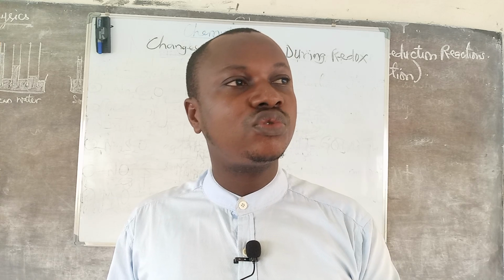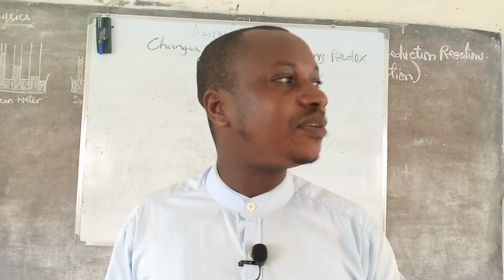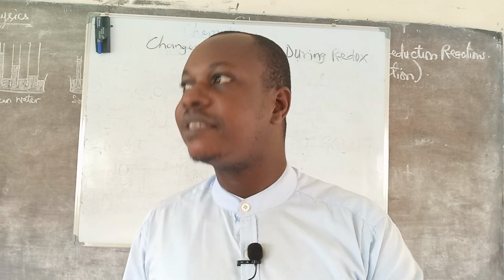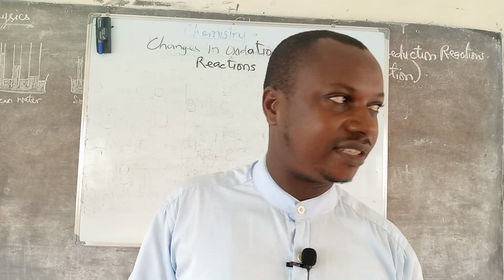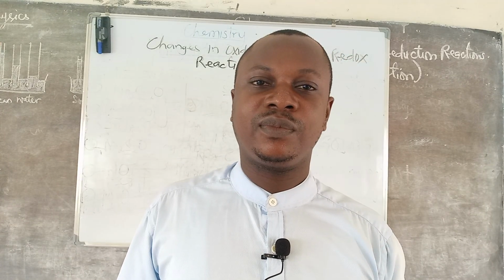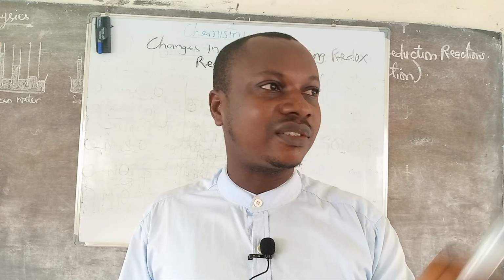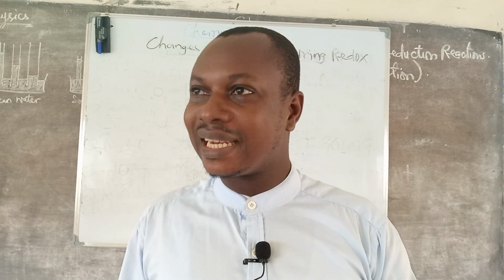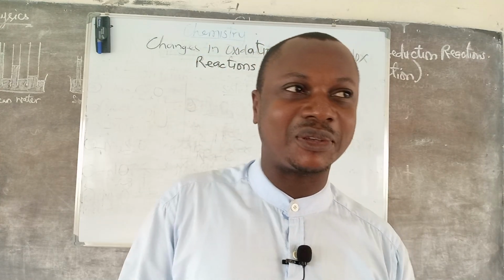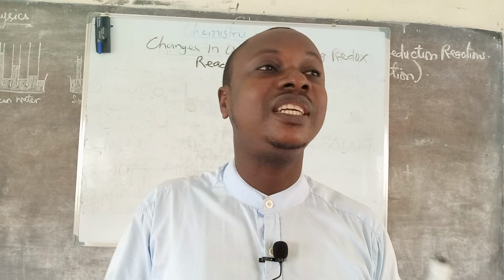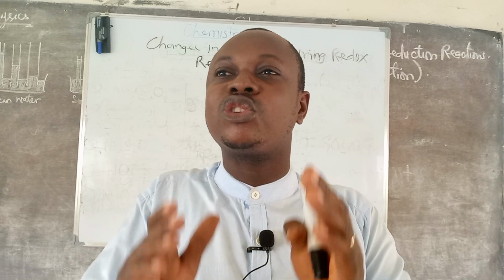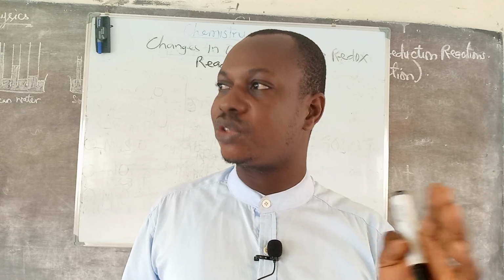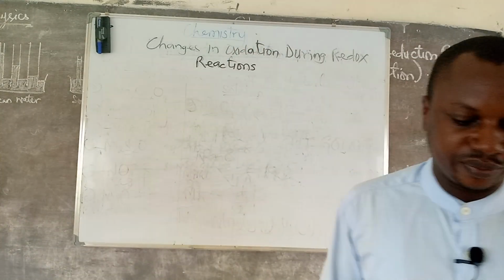So oxidation number plays a major role. One, it is used to give the correct IUPAC name of a compound. It is used to determine which species is reduced or which species is oxidized in a redox reaction. And in addition to the importance of oxidation number, it also helps to find out if a given reaction is redox or not. Don't forget, not every reaction is redox. So we use oxidation number to know those that are redox reactions and those that are not. Let us check an example on the board.